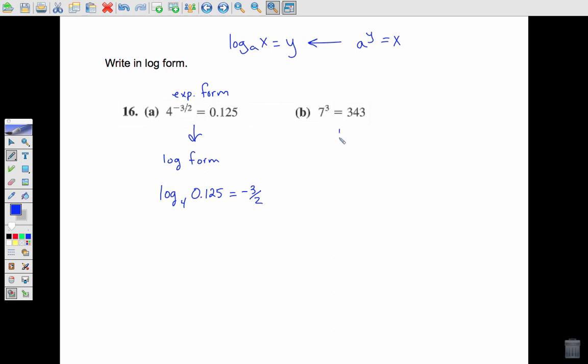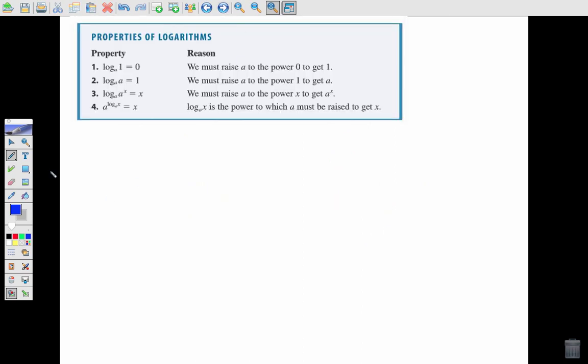Okay, if we look at 7 to the third power equals 343, and we write this in log form, that means log base 7 of 343 is 3. Okay, we're in base 7. That means that log base 7 of 343 is 3.